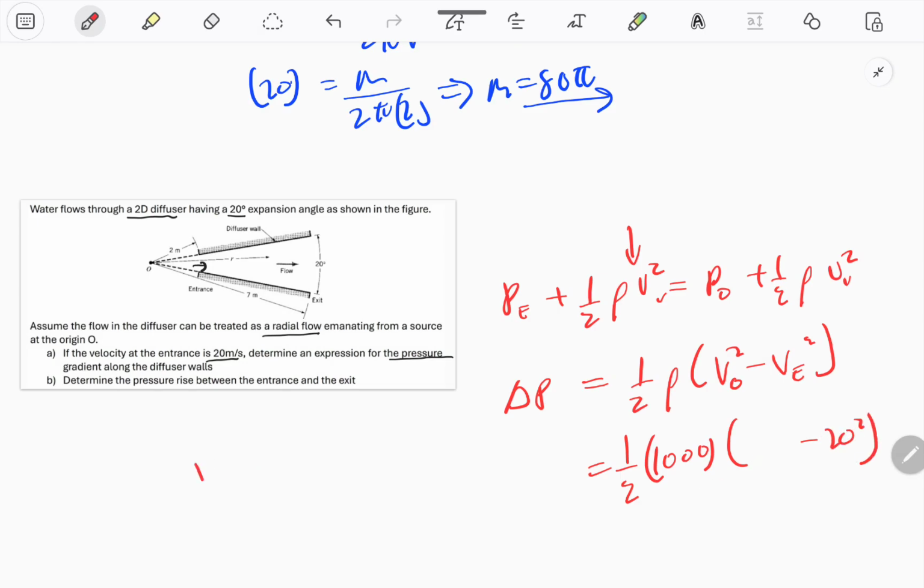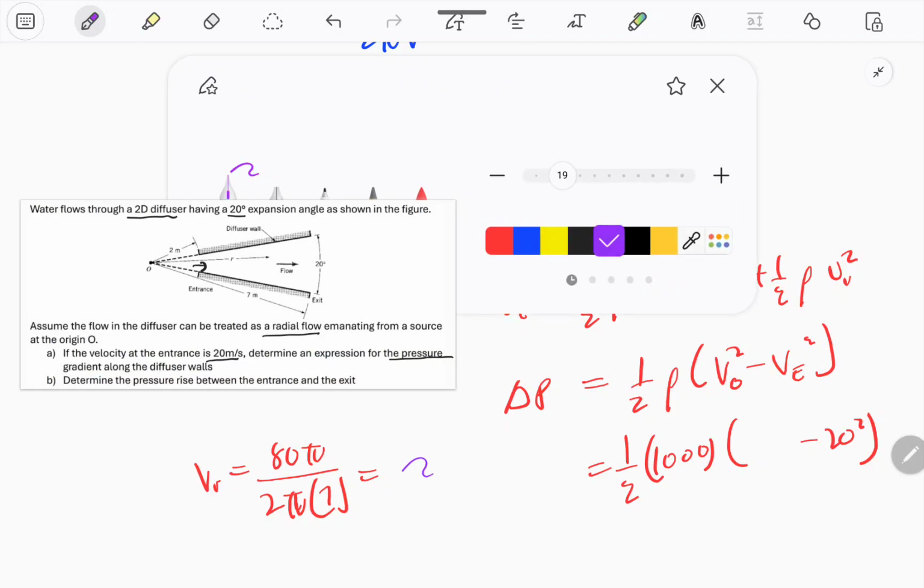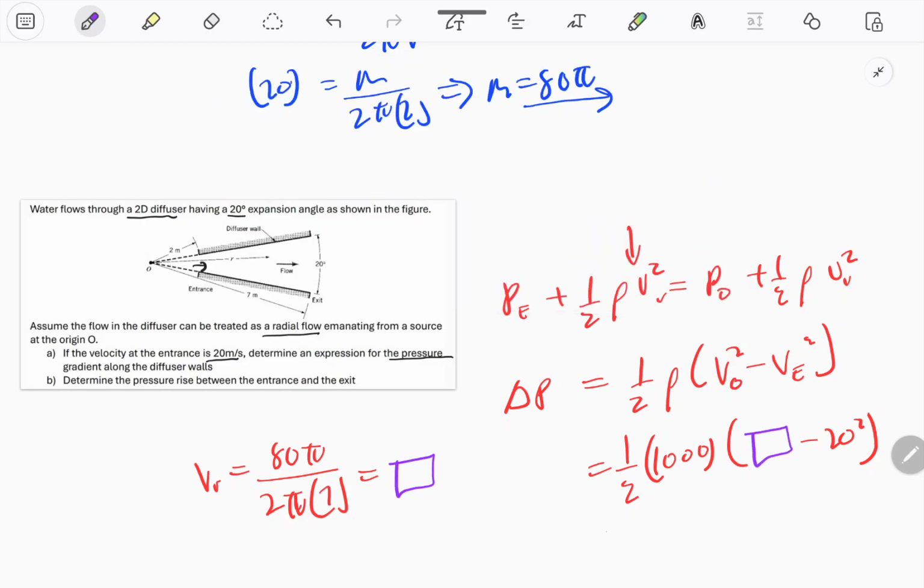Then V out, I can still use that VR is equal to m. Did it give us m? Oh, I got m to be 80 pi all over 2 pi r, right, for circumference, and my r on the exit is 7. Literally it's from here to there, so my r is 7. Here's the number there. Okay, so I can put 7 there. Then I hopefully can get my v, and whatever v that I get, the value that I get here, I plug in here. Then I have only constant values, then I can get it here.